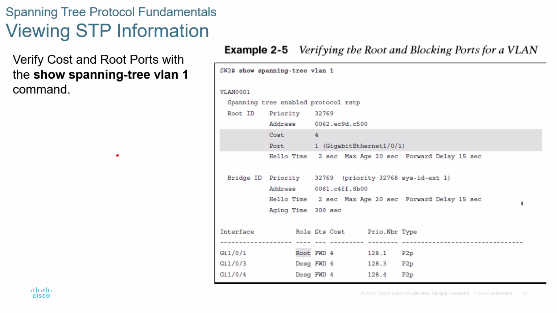We can also look at more detail with a show spanning tree VLAN 1. We can look at the costs. We can look at the ports. We could see the role if it's a root port or a designated port. We can see that none of these are port fast enabled, so none of them are edge devices. None of them are computers. So all of these are connecting to other switches.